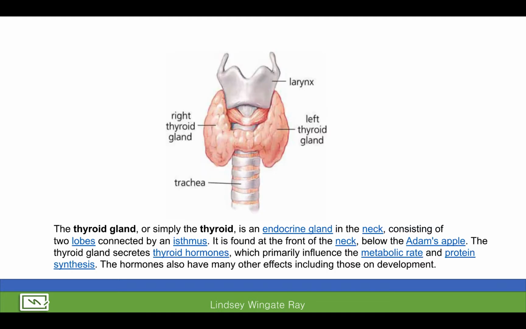The thyroid gland, or simply the thyroid, is an endocrine gland in the neck, consisting of two lobes connected by the isthmus. It is found at the front of the neck below the Adam's apple. The thyroid gland secretes thyroid hormones, which primarily influence the metabolic rate and protein synthesis. The hormones also have many other effects, including those on development.